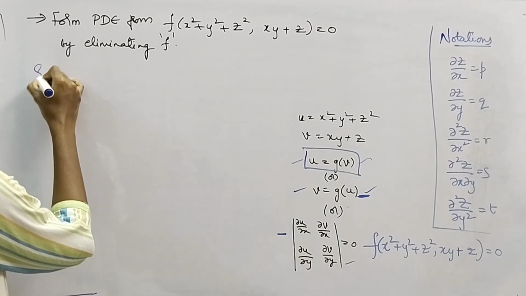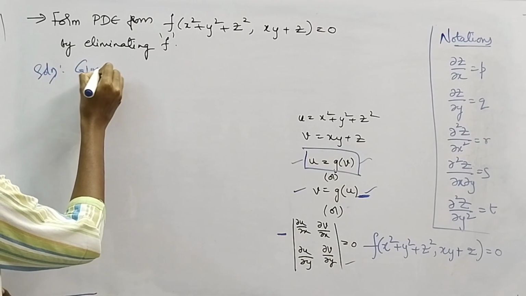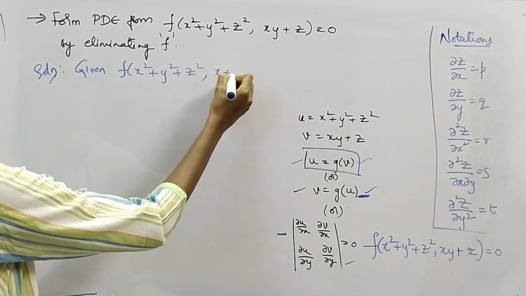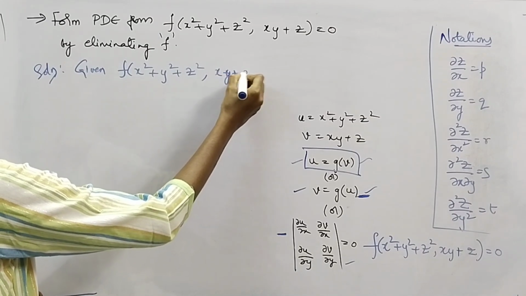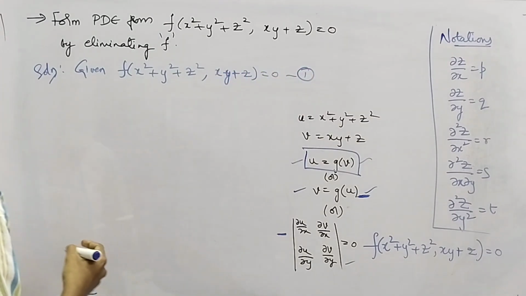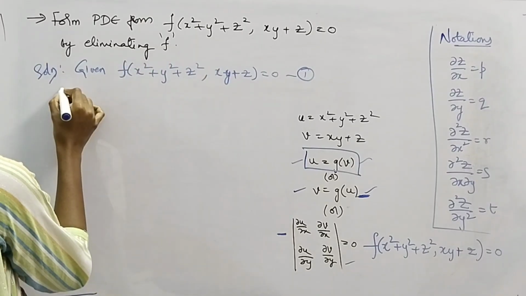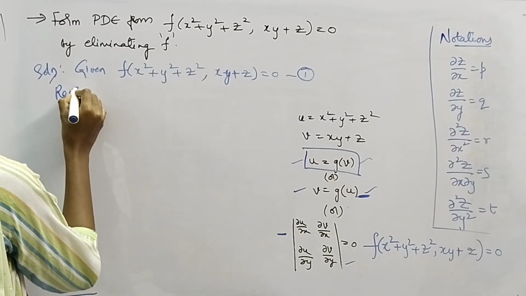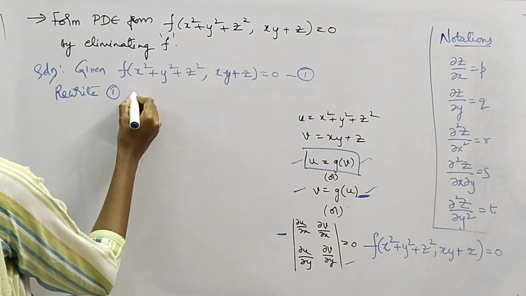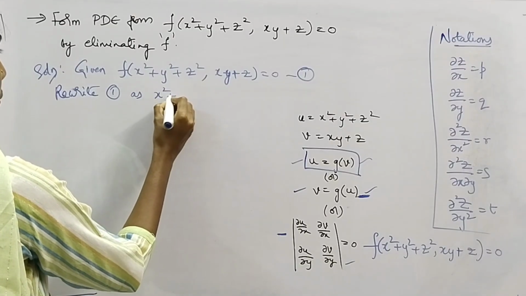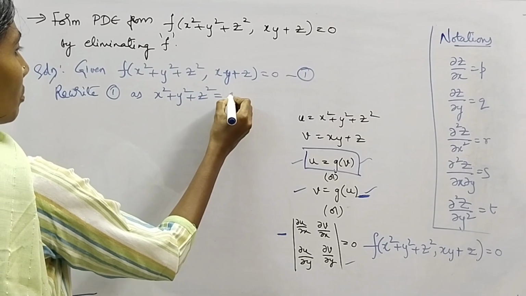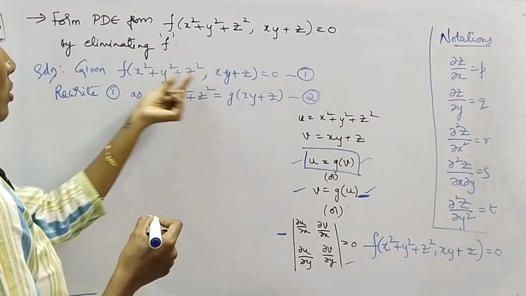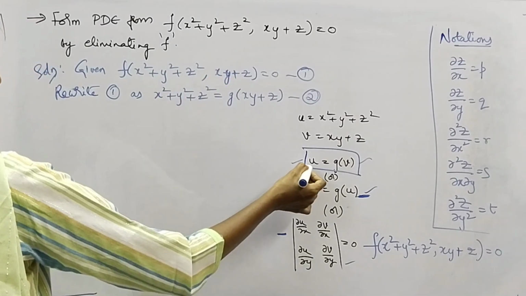Okay, let's see. Given f of (x square plus y square plus z square, xy plus z) equal to 0, consider it as equation number 1. Now let's rewrite equation 1 as u equal to some g of (xy plus z), consider it as equation number 2. Okay, u equal to g of v, just applying this method.